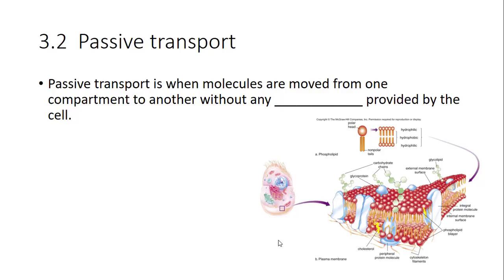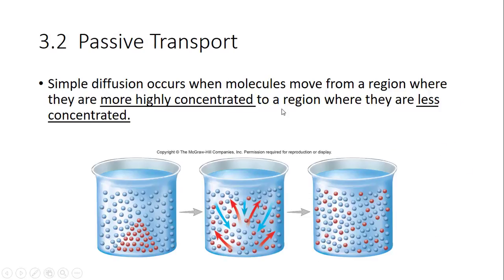So passive transport, let's start with that one. That's the simplest, and it's when molecules are moved from one compartment to another without any extra energy provided by the cell. So this is where molecules move from a region where they are more highly concentrated to a region where they are less concentrated, and this is called simple diffusion.